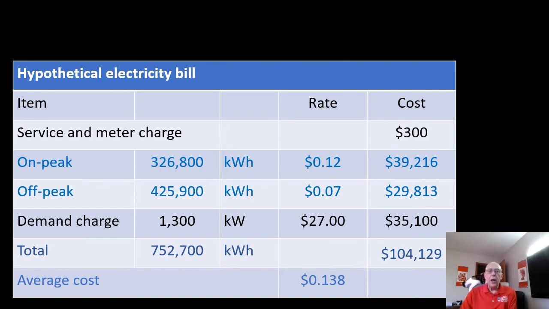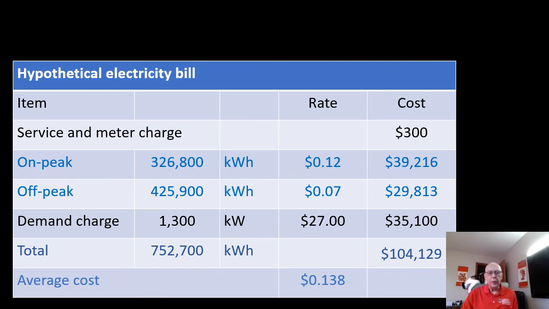So that is actually higher than the on-peak charge of 12 cents per kilowatt hour. That difference comes from that additional demand charge that is included on your power bill. And in many cases, the demand charge is in the same order of magnitude as the overall charge for the electricity that you have used in a billing cycle.